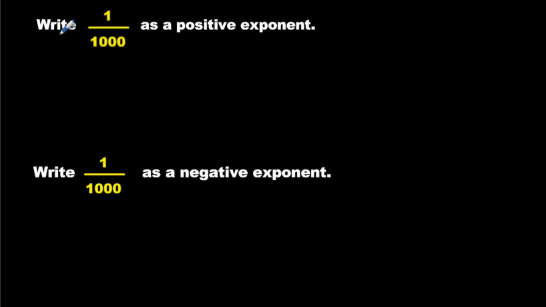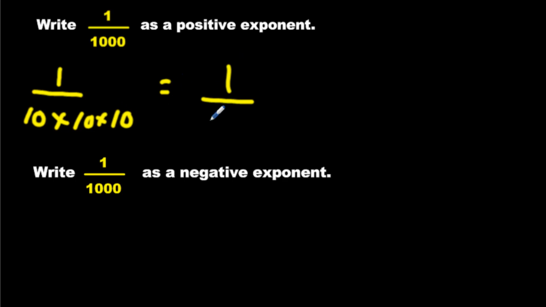Now a little bit more advanced. We're going to put this all together, all the stuff we've just learned. Write 1 over 1,000 as a positive exponent, and then we're going to write it as a negative exponent. As a positive exponent, it will look like this. 1,000 is what? 10 times 10 times 10. That's 1,000. So we can show that as 1 over 10 times 10 times 10, which is equal to 1 over 10 to the third.